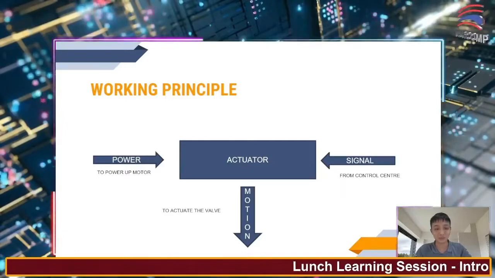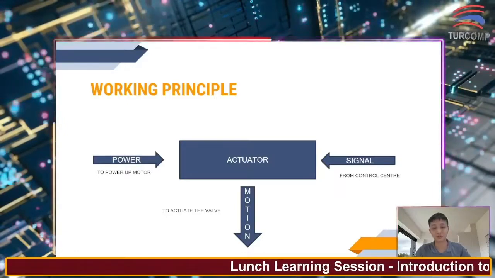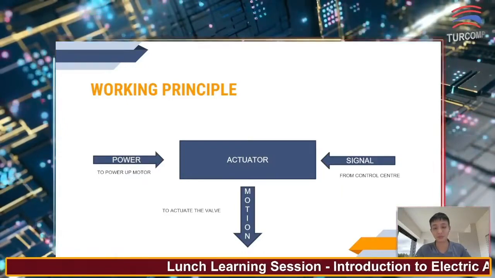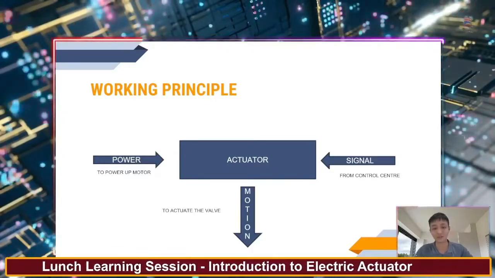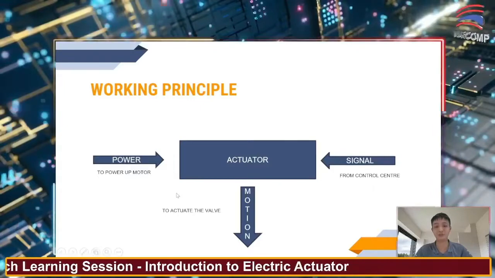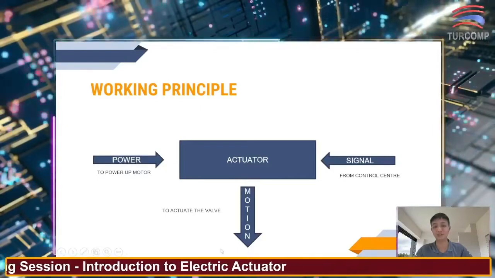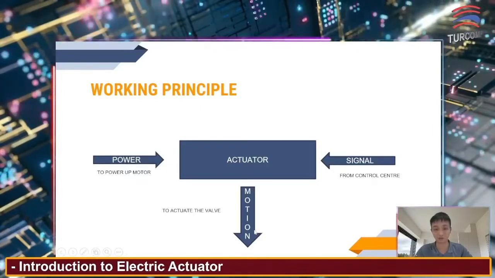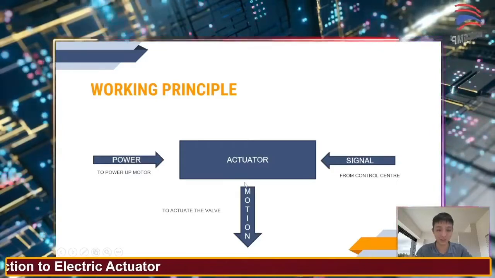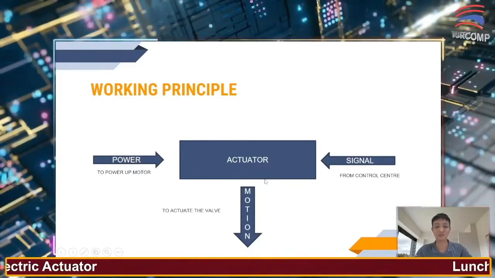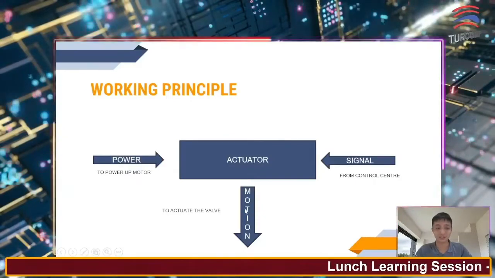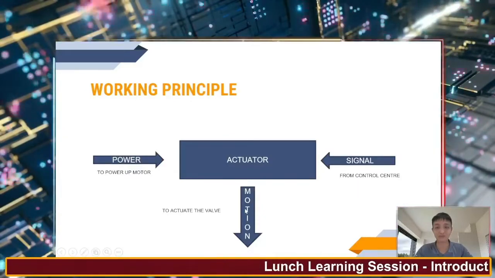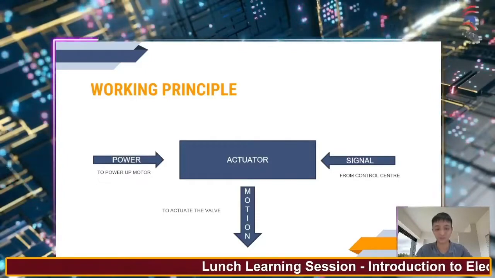So this motor, of course, will spin, and then it goes to the gearing. From the gearing, it will generate the motion to actuate the valve, either in rotary type, 90-degree, or multi-turn, where the motion will be up and down. All right. So it's actually very simple, only a few components and straightforward.